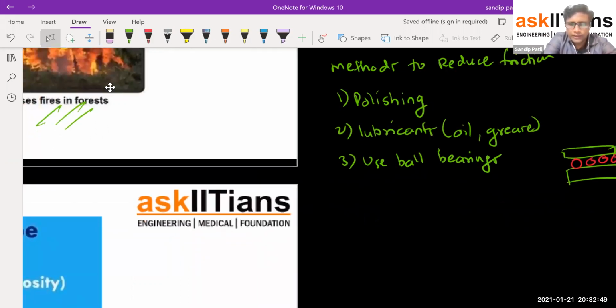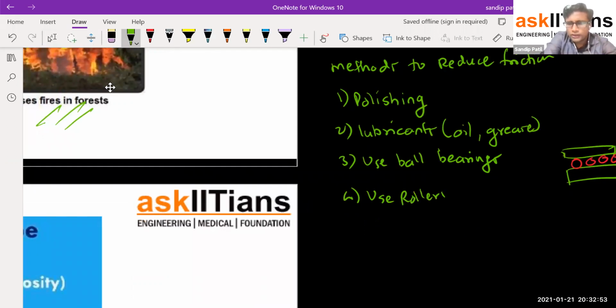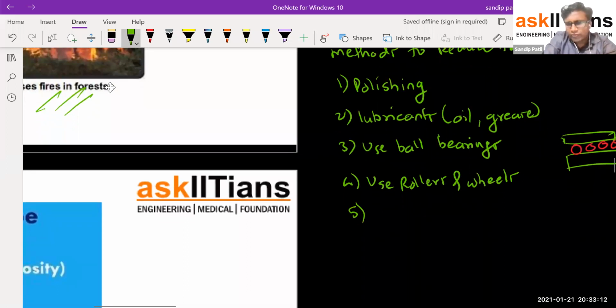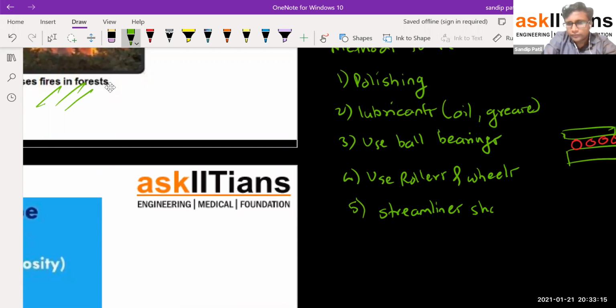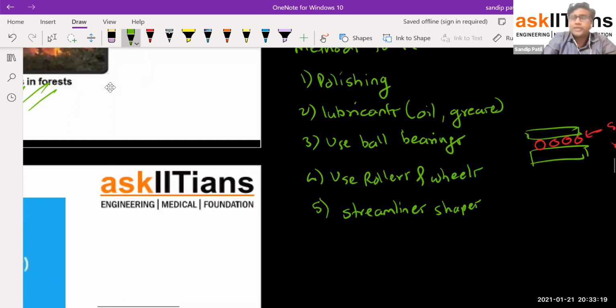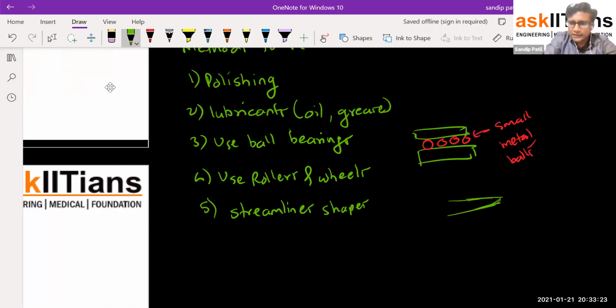Then you can use rollers and wheels. Rollers and wheels means, for example, your washing machine has some small wheels, so it is easier to move that washing machine. Okay. Now, the fifth point is streamline shape. This is particularly for fluids. To avoid fluid friction, consider how an aeroplane looks. It has a conical shape in front of the plane. Planes, rockets, all have the same shape.